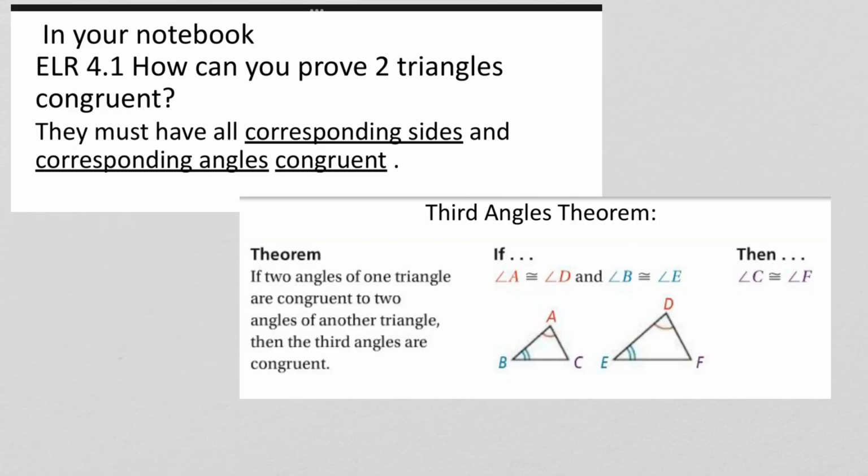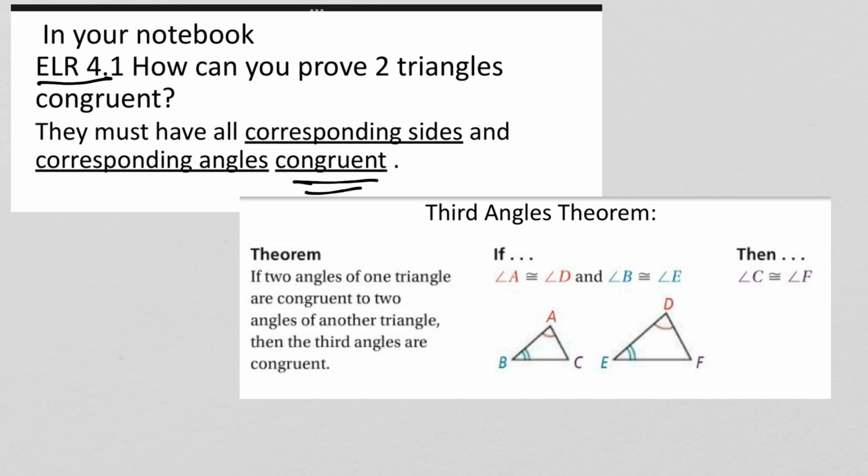Okay, so that was all we needed for 2.5, some basic solving equations from like chapter 1 that we needed. Now we're going to be getting into, finally, our first section of 4.1. How can I prove 2 triangles congruent? Well, as of today, the only way you could prove triangles are congruent is that all corresponding sides and all their corresponding angles have to be equal, congruent.